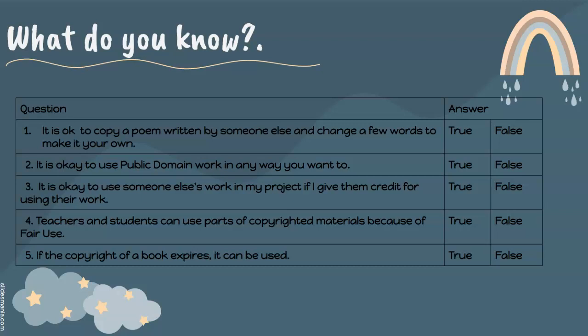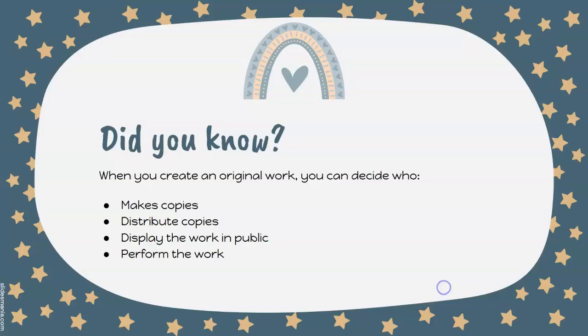True or false? Number four, teachers and students can use parts of copyrighted materials because of fair use. True or false? Number five, if the copyright of a book expires, it can be used. True or false? So these are some of the things that we're going to be learning about today. So by the end of this lesson, you should be able to tell me some of these answers.